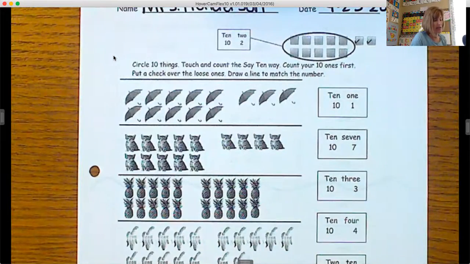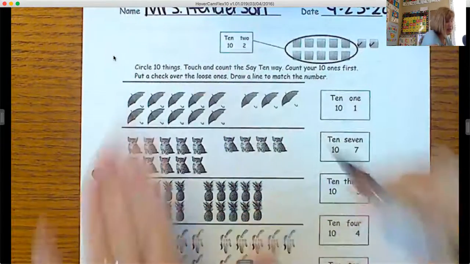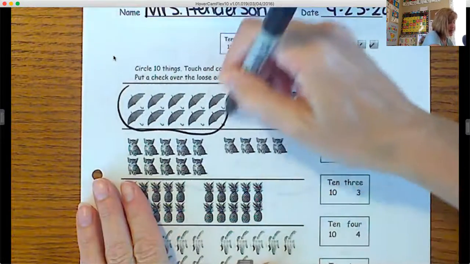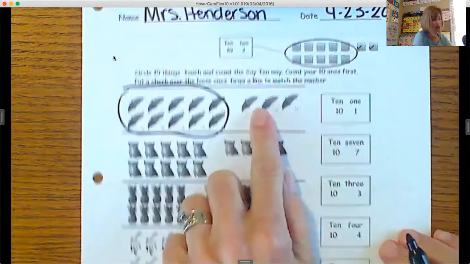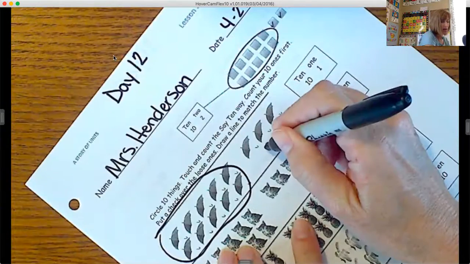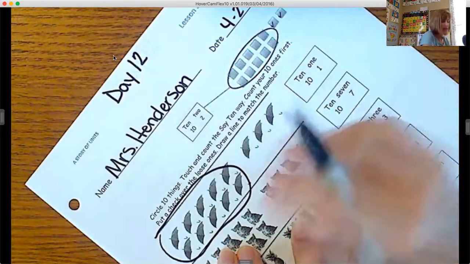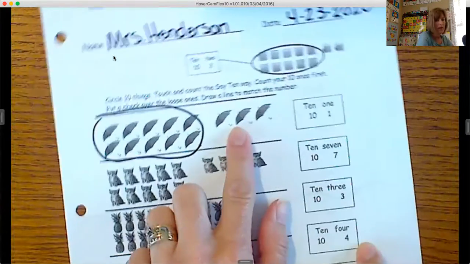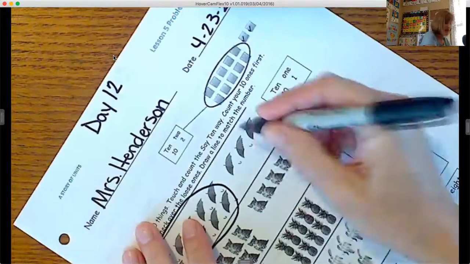So we're going to count our 10s first. And then we're going to put a line over the other ones, okay? So we're going to circle our 10. Here's 10. So I know we have 10, 1, 10, 2, 10, 3, which would be what? 10, 11, 12, 13. Very good.